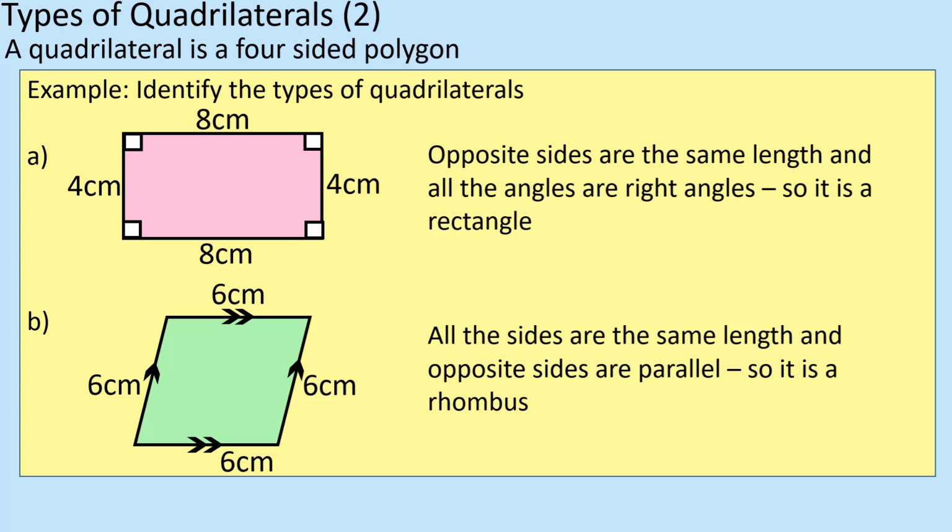And of course, if you're unsure of what those properties are and what those properties mean, make sure you come back and have another look another time.